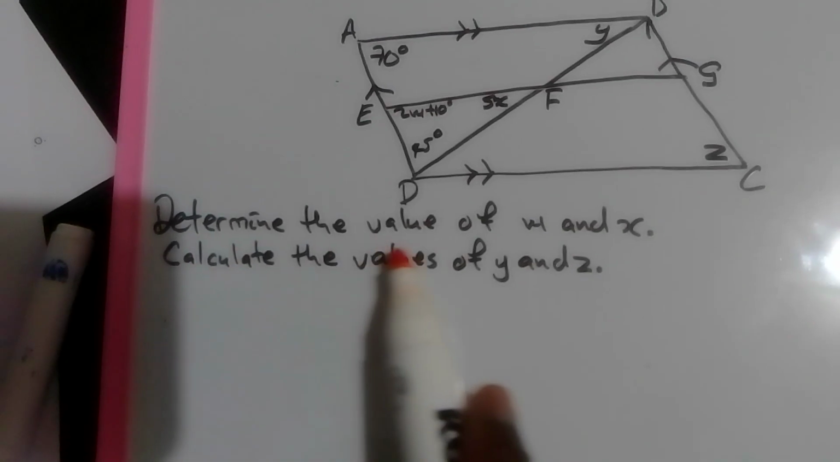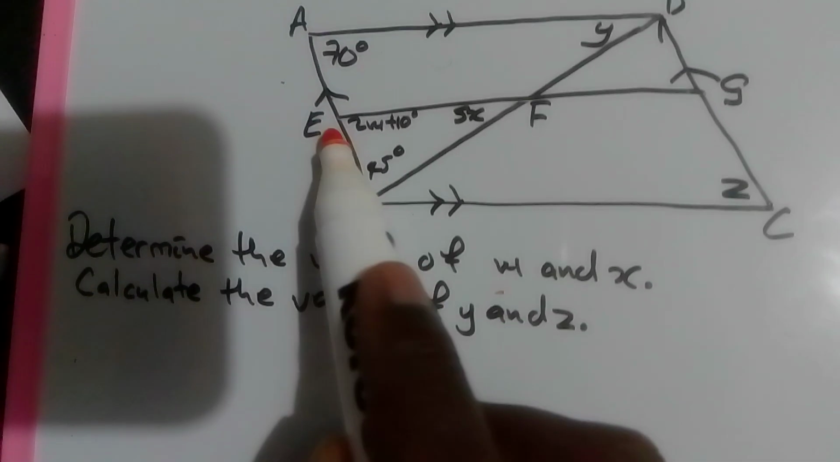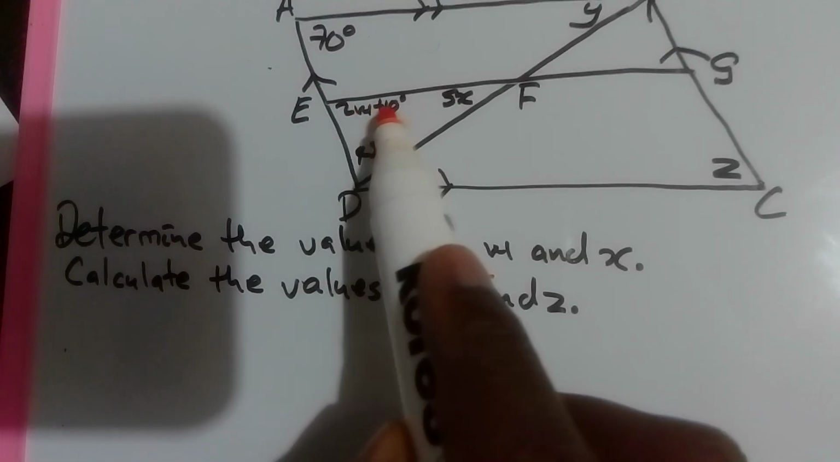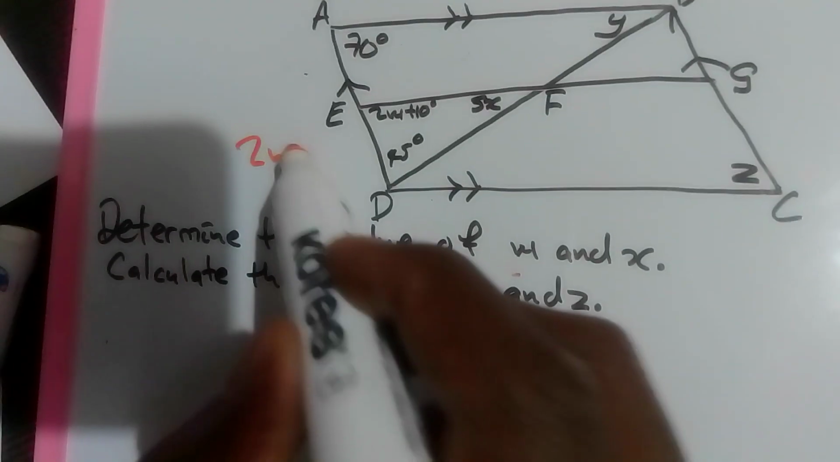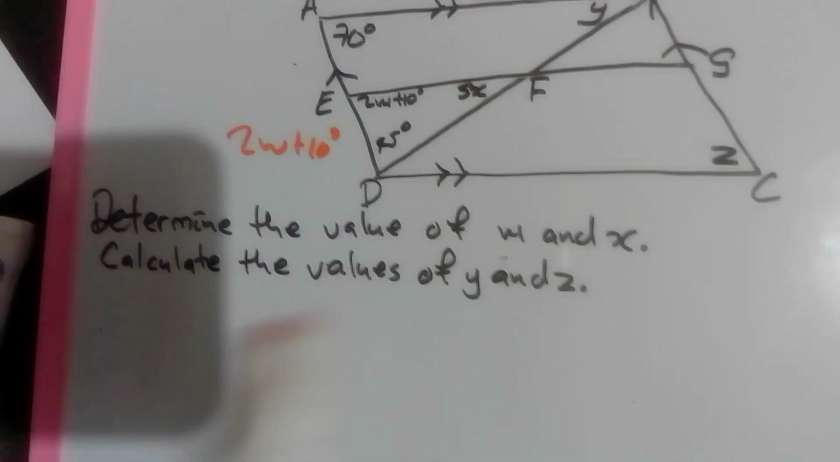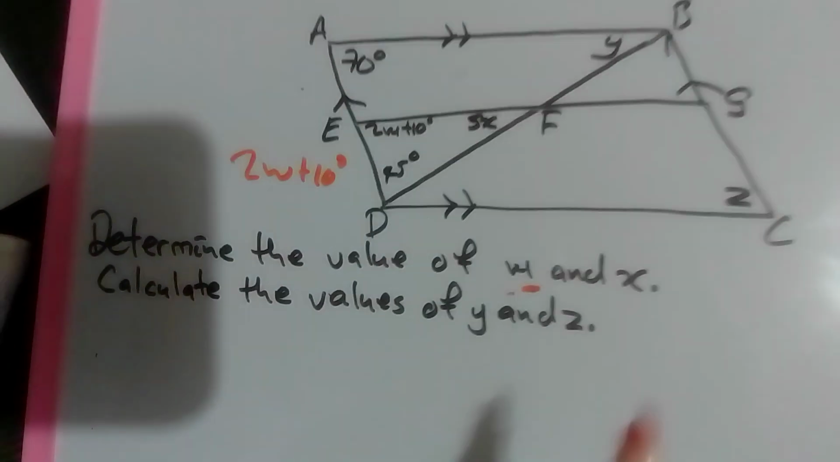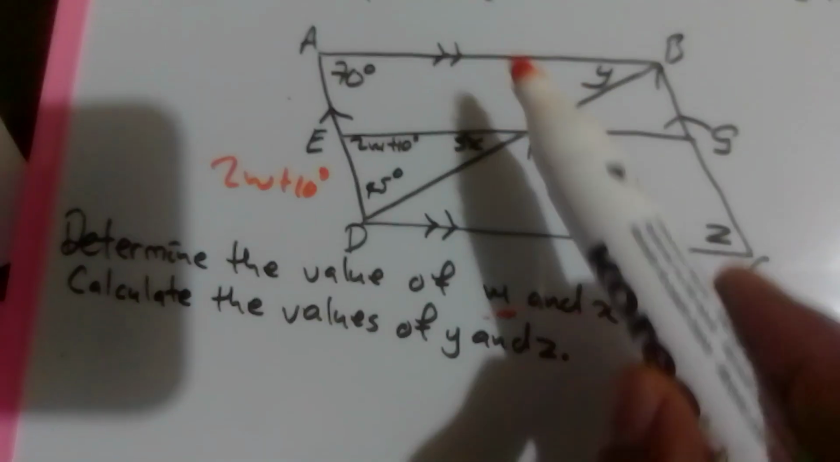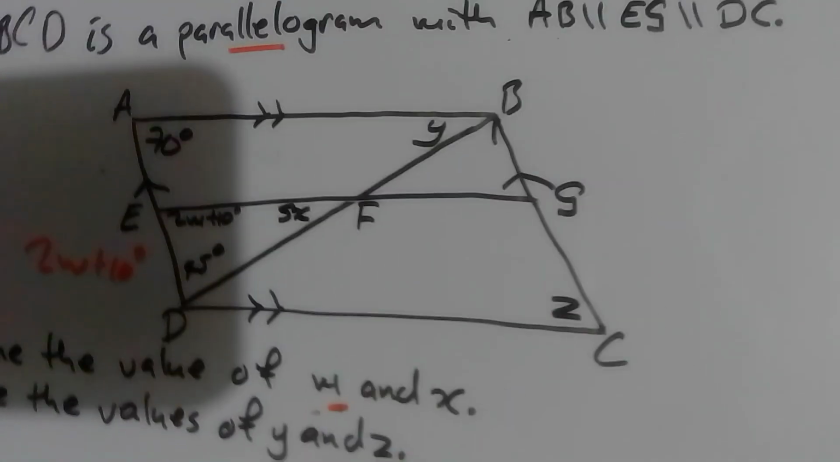Now, what do they want? They say determine the value of W and X. So here on the diagram on E, there is 2W plus 10 degrees. They want us to determine the value of W, and this is where W is. But now remember, I've got my parallel lines. So my brain should be activated for F angles.